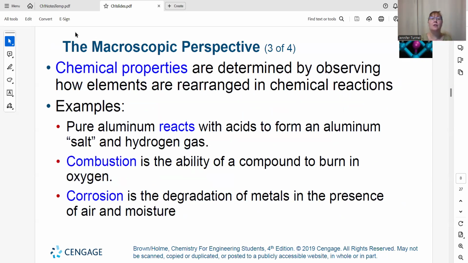All right, now we're on slide 8. This is also still talking about macroscopics. If we're talking about the chemical properties of macroscopics, these are determined by observing how elements are rearranged in chemical reactions. So what do we mean by rearranged? Here we have pure aluminum reacts with acids to form an aluminum salt and hydrogen gas. And here, when we use the word salt, we mean an ionic compound.